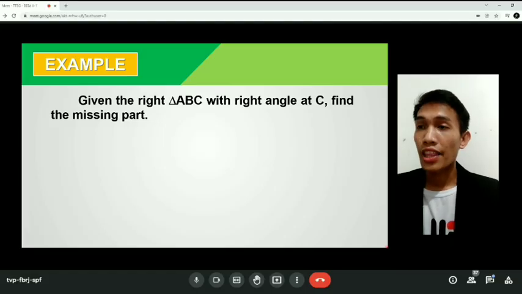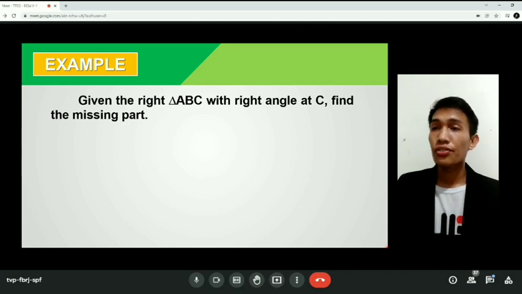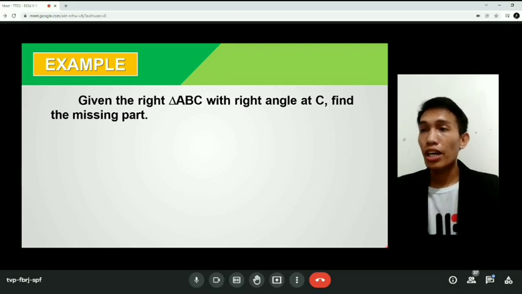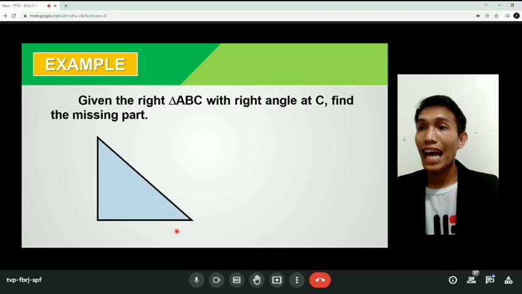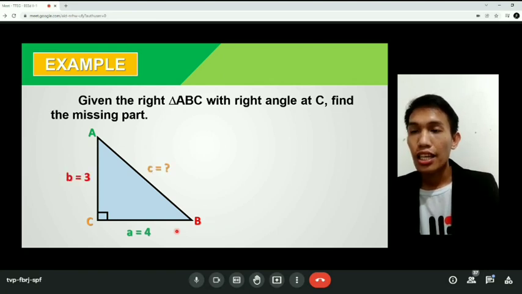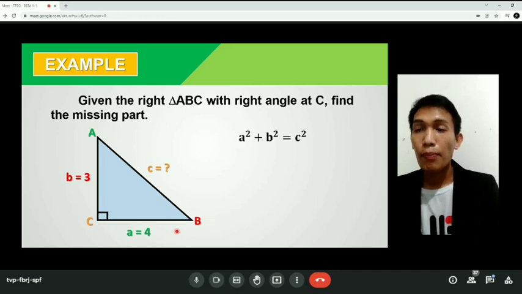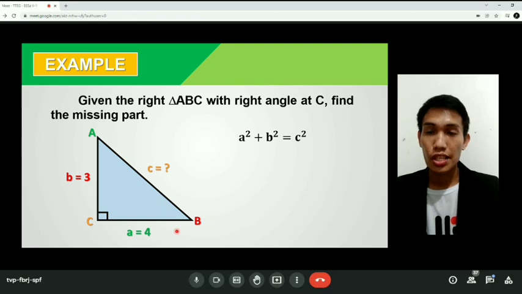Let's try to apply the Pythagorean theorem in order to solve the side lengths of the missing part in a right triangle. Example: given the right triangle ABC with right angle at C, find the missing part when A equals 4, B equals 3, and C, the hypotenuse, is unknown. According to the Pythagorean theorem, A squared plus B squared equals C squared.